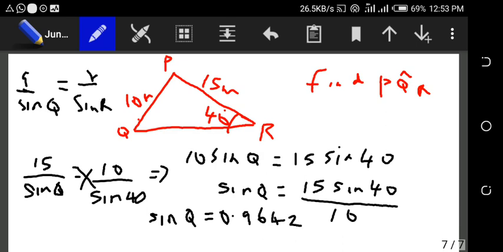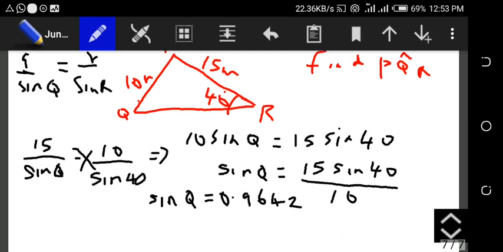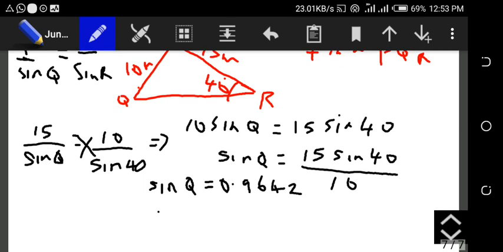0.9642. How do you get your Q? Remember, in this case, when you're looking for your Q, what's the next thing that you do? Your Q, therefore, is equal to the sine inverse. That's your arc sine. In your calculator, you're going to press shift sine, so you get this figure, which is the inverse of the sine.